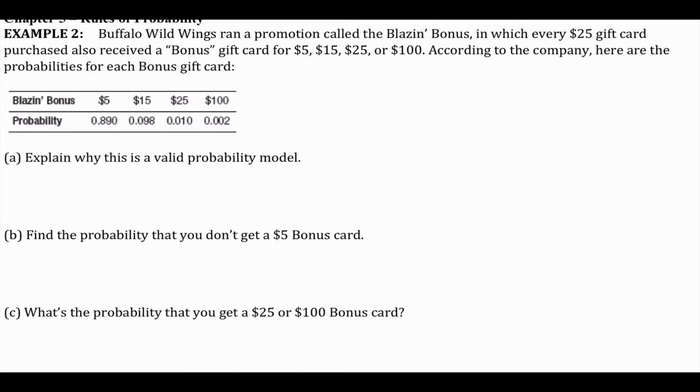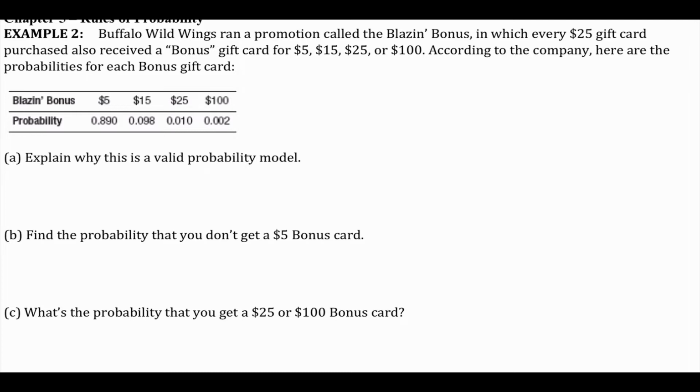Buffalo Wild Wings ran a promotion called Blazing Bonus, in which every $25 gift card purchased also gets a bonus gift card for either $5, $15, $25, or $100. According to the company, here are the probabilities for each bonus gift card. So you go in and you buy a $25 gift card for somebody, and then as a bonus, they also throw on top of that either $5, $15, $25, or $100, randomly.